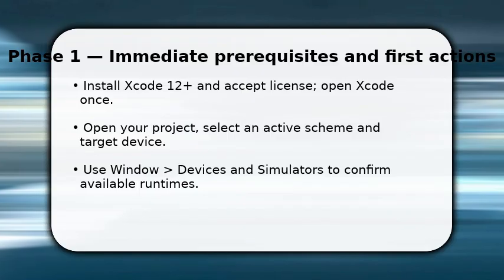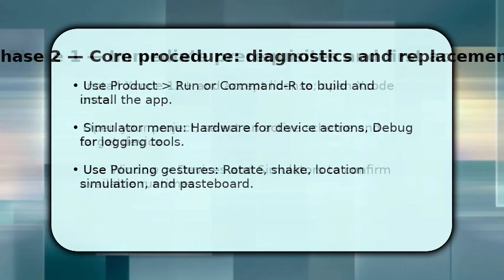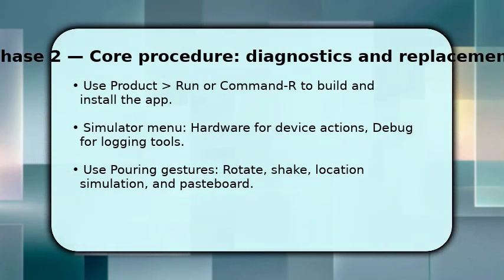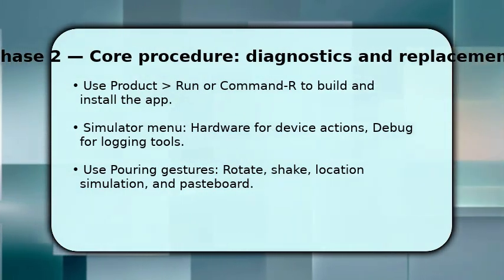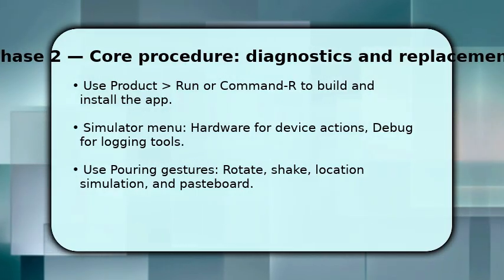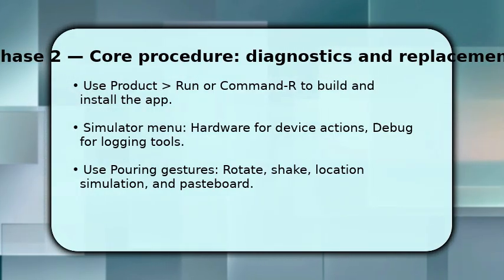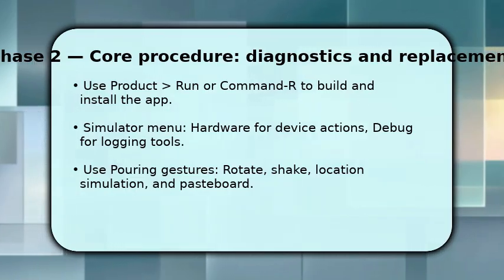Finally, press Command-R or click the Run button to trigger a build and boot sequence so the simulator can launch. Now you let Xcode compile and install the app. That happens automatically with Run. While the simulator boots, open the simulator's hardware menu to simulate rotation, home button presses, or memory warnings. Use Debug to toggle slow animations or view the view hierarchy.